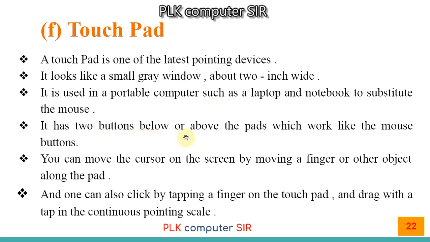It has two buttons below or above the pad which work like the mouse buttons, so it will work similar to a mouse button. You can move the cursor on the screen by moving a finger or other object along the pad. Right now I am also using the touchpad and moving the mouse pointer. One can also click by tapping a finger on the touchpad and drag with a tap in the continuous pointing scale. So, same as a mouse, it will perform the work.